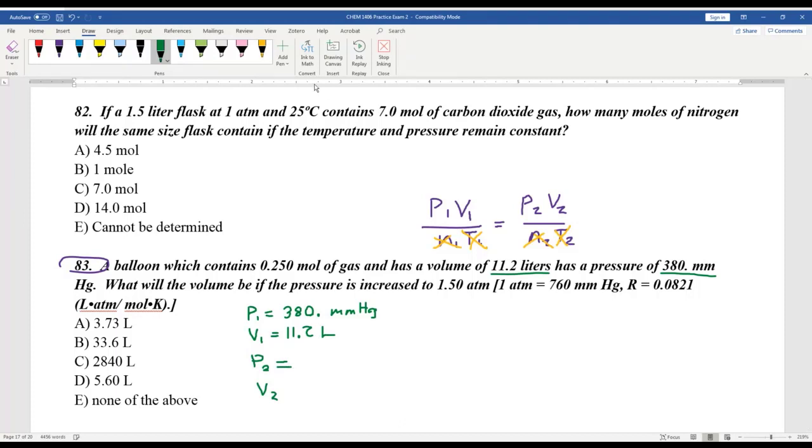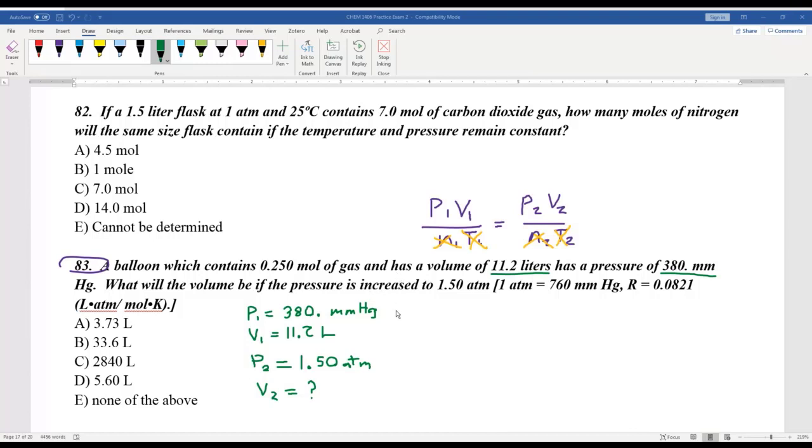Now, what does it give me for pressure 2? Yeah, it gives me 1.5 ATM. Units are important here, especially because what do you notice about these units? Yeah, the units are not the same, are they? Can I solve this problem with the units as they are, with them being not the same? No, you have to convert.